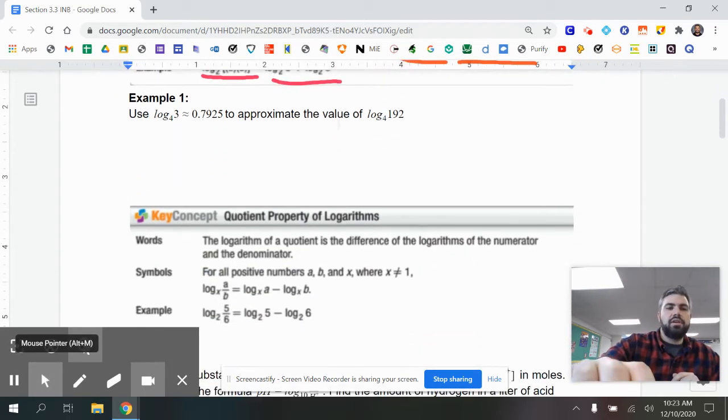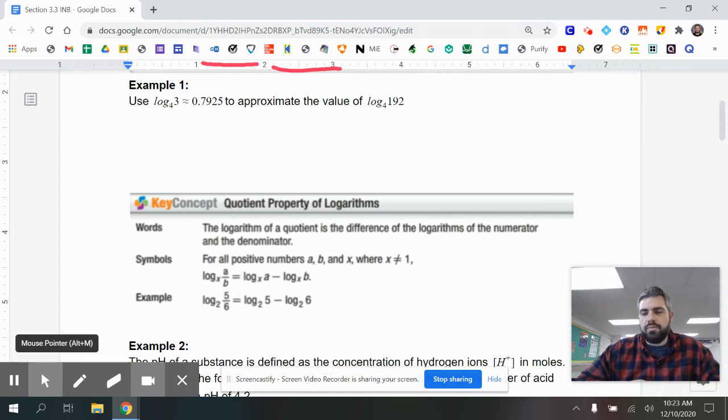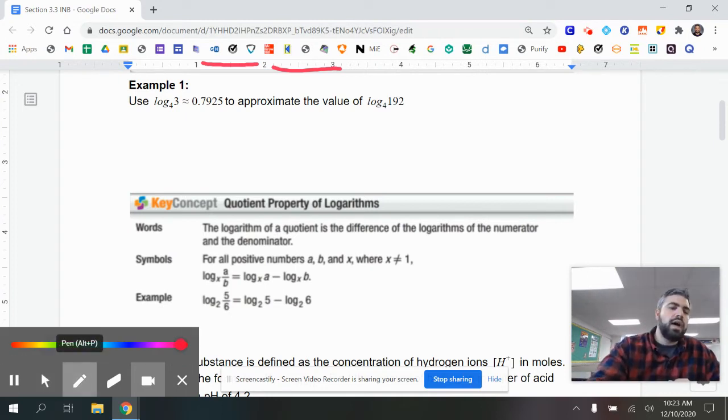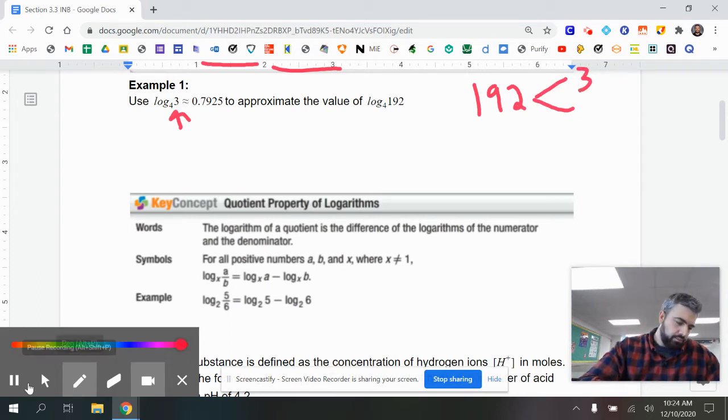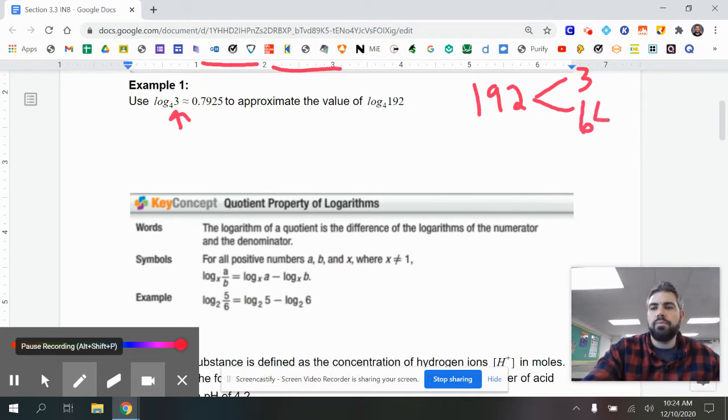We're going to look at this one right here. Log base 4 of 3 is approximately this decimal value, and we can use that to find the approximate value of log base 4 of 192. So how do I do that? Well, I see that I have a 3 right here, so that must be important with 192. So I'm going to break it down, and I'm going to say 192 is really 3 times what? Well, 192 divided by 3 is 64, so it's 3 times 64.